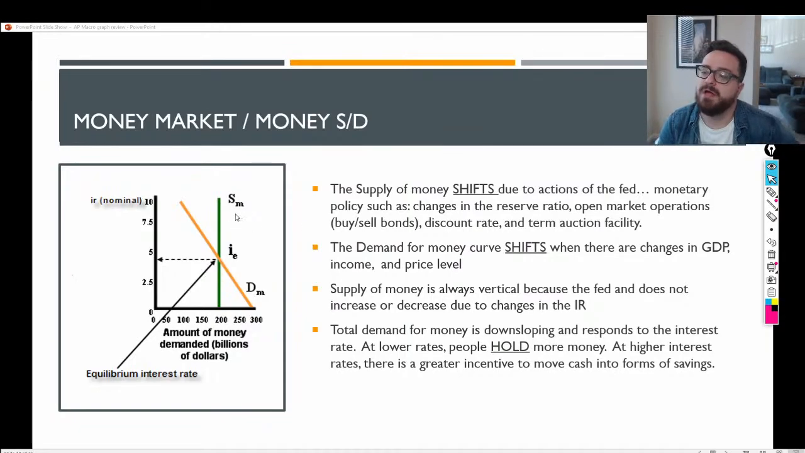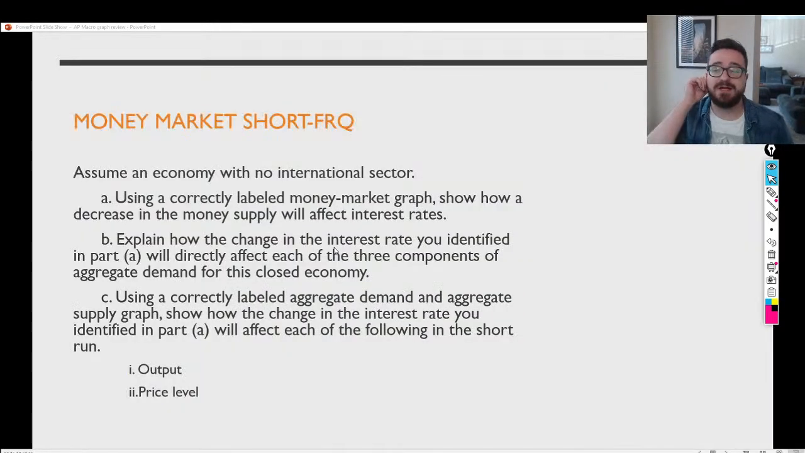For this graph, the money supply changes if the Federal Reserve does anything. If the Federal Reserve breathes, the money supply changes. Okay, so I cut this FRQ in half because the second half of it is a thing we can do later.